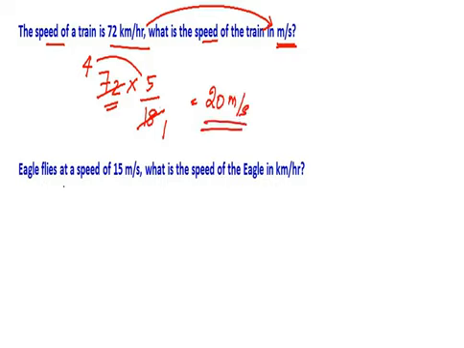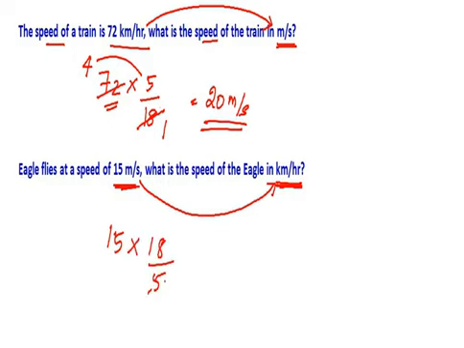An eagle flies at a speed of 15 meters per second. What is the speed of the eagle in kilometers per hour? So speed is 15 and we are trying to convert the speed from meters per second to kilometers per hour. So what is the multiplication factor? You multiply it by 18 upon 5, right? So 1 5 is 5, 3 5s are 15. So what is the speed? 54 kilometers per hour.